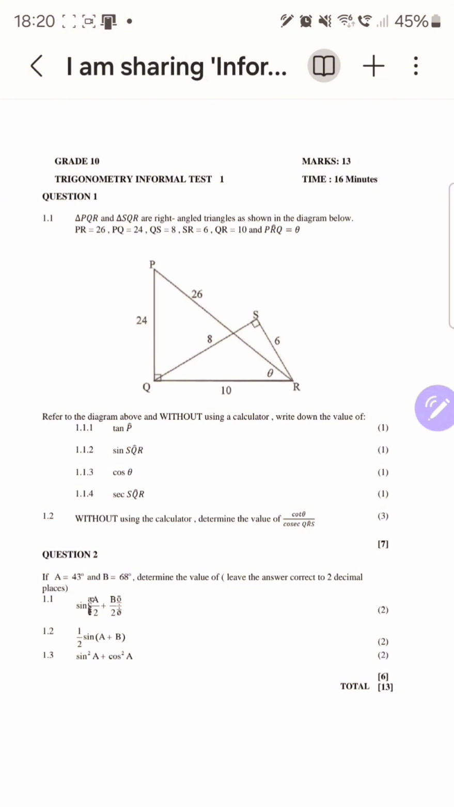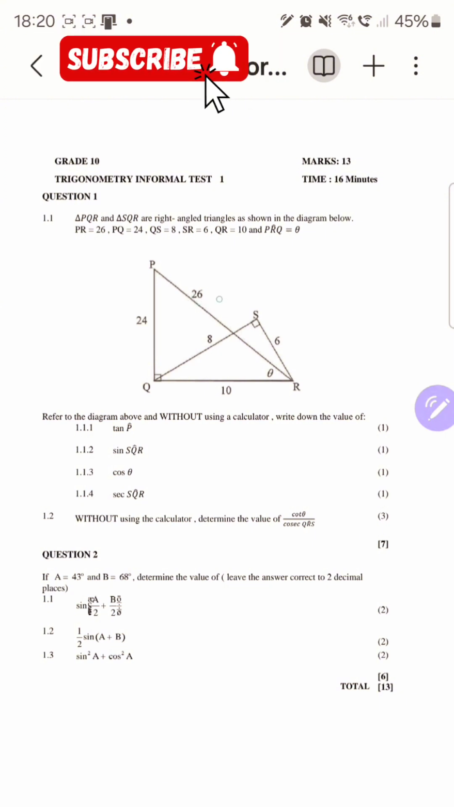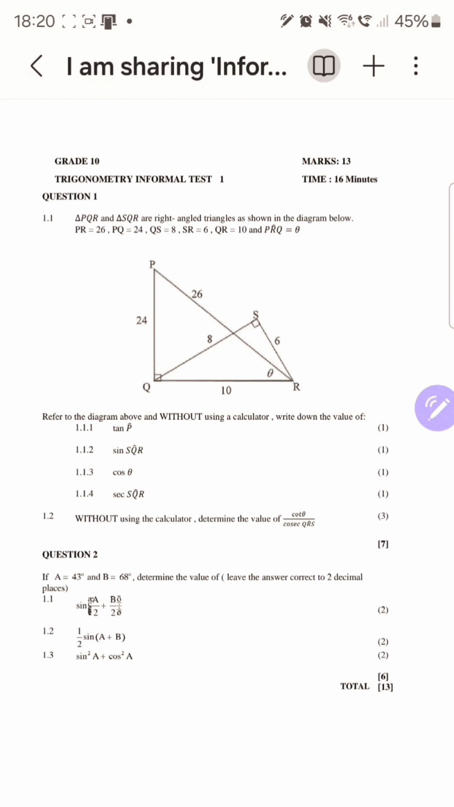Question 1.1 says you're given triangles PQR and SQR, which are right-angled, as shown in the figure below. We already know that if right-angled triangles are given, we can use Pythagoras or we can use the trig ratios. So let's go back to our trig ratios.